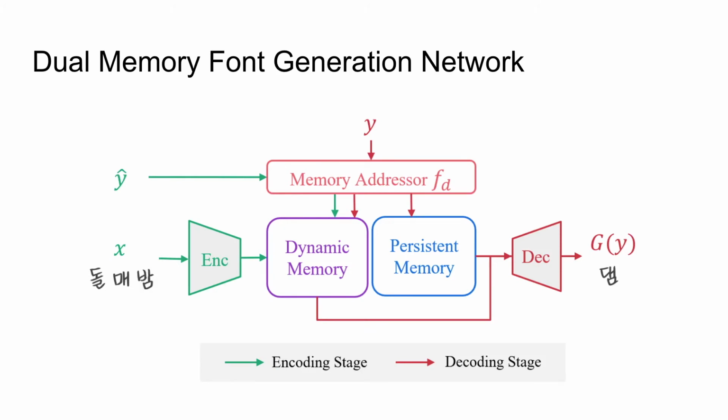This is the full architecture of dual memory font generation network. The generation process is composed of encoding and decoding stages. In the encoding stage, the reference style glyphs are encoded to the component features and stored into the dynamic memory. After the encoder fills up the memory, the decoder fetches the component features from the memories and synthesizes the target glyph.